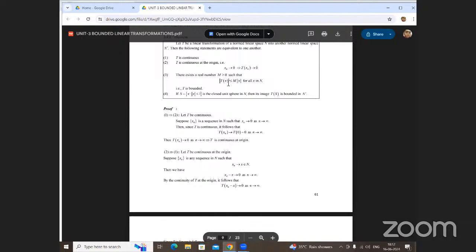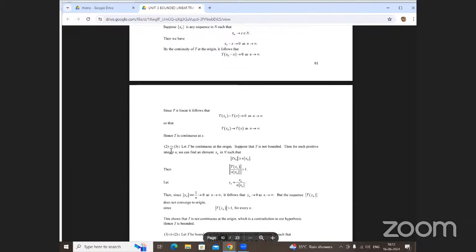What is the third condition? The bounded part. What is the bounded part? 2 implies 3. First of all, T is continuous at origin. Now, suppose T is not bounded, because we must prove that T is bounded. But suppose we are taking that T is not bounded.